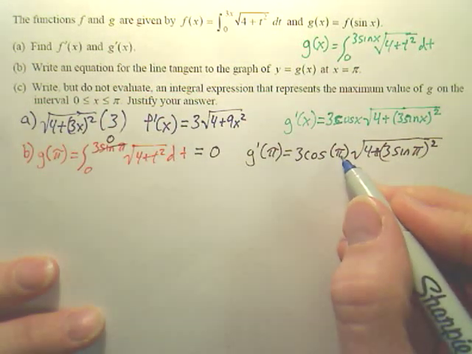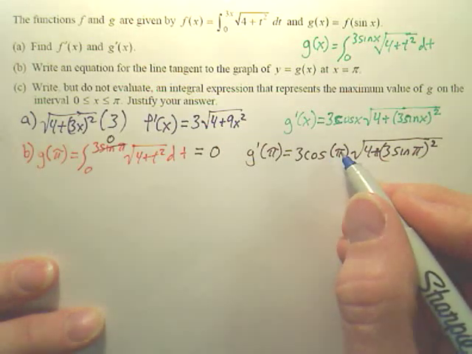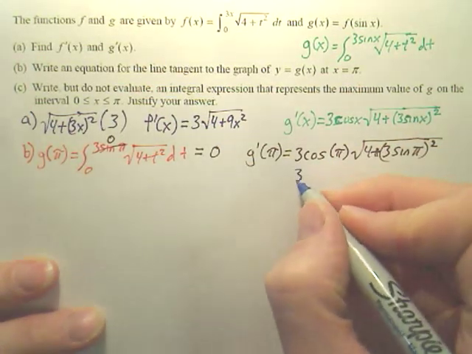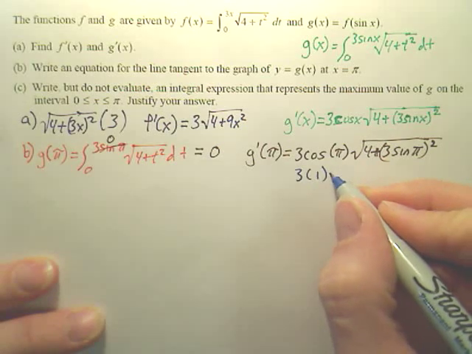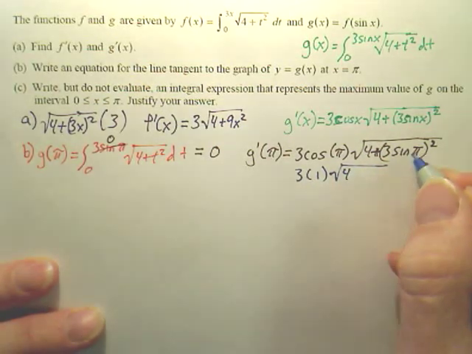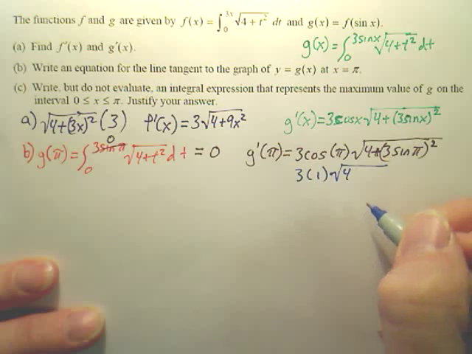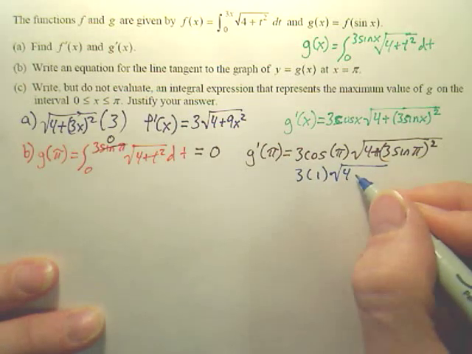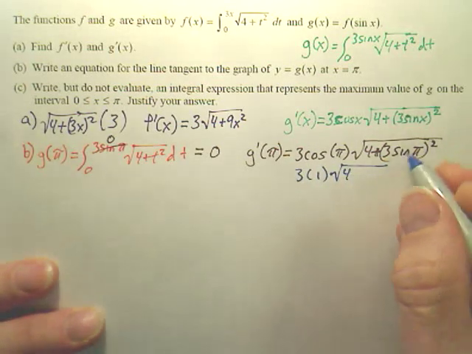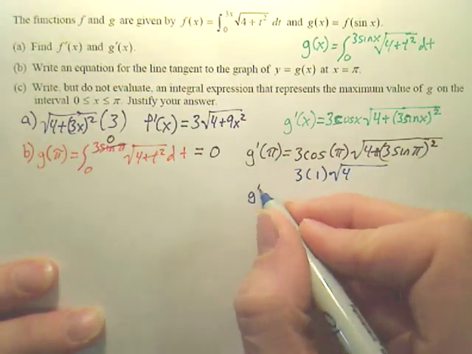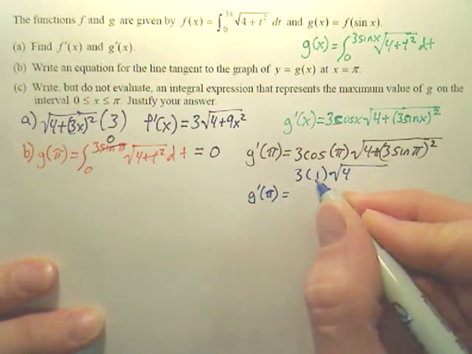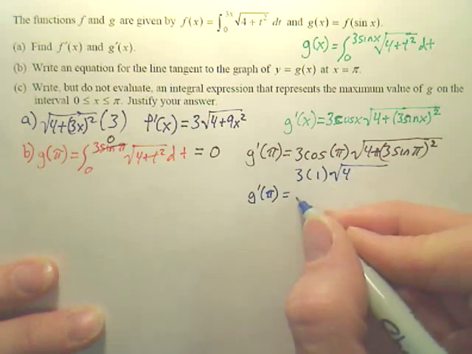What's cosine pi? 1. So this would be 3 times 1. And then this is 4. And what's sine pi? 0. 3 times 0 is 0. So isn't this going to be 4? Isn't that 2? Yeah. So won't g prime of pi give you 3 times 2, which is 6?